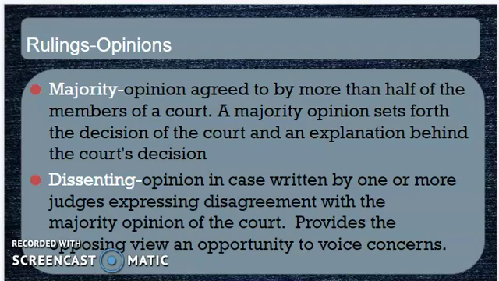So there are two kinds of opinion that a Supreme Court justice can give: a majority opinion and a dissenting opinion. Majority opinion is agreed on by more than half of the members of a court. It is the winning opinion, so to say. Someone who is on the opposite side of that is on the dissenting opinion. It is written by one or more of the judges that disagrees with the majority. This gives the opposing view an opportunity to voice concerns, although it doesn't change the outcome of the ruling.